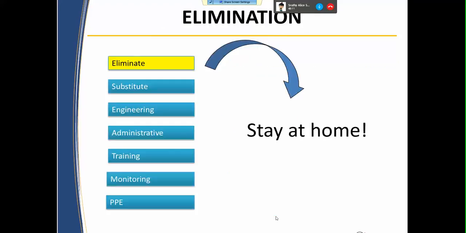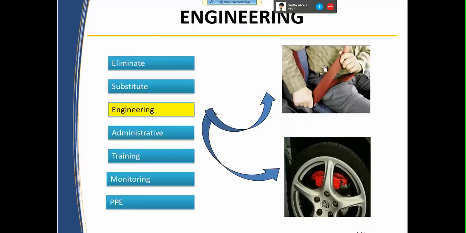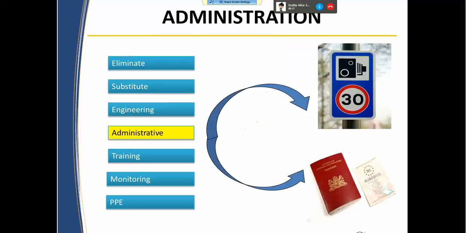So eliminate, if we're talking about driving, means you stay at home. You don't drive, but that's not always the most practical thing. So we're back talking about the car and driving as the hazard. Substitute, you could cycle or you could get the bus, but sometimes these are even more dangerous than driving. The third one is engineering controls. Engineering controls are things like seat belts and anti-lock brakes. Admin controls are things like procedures, records, signage.